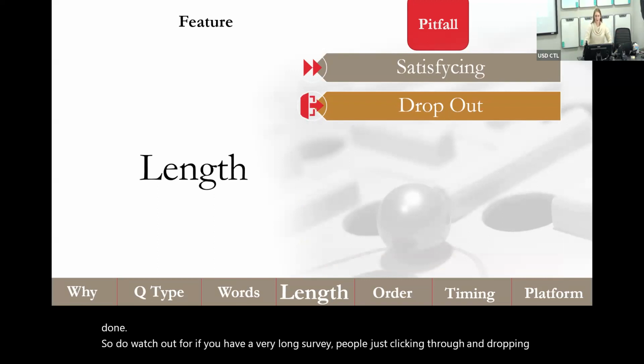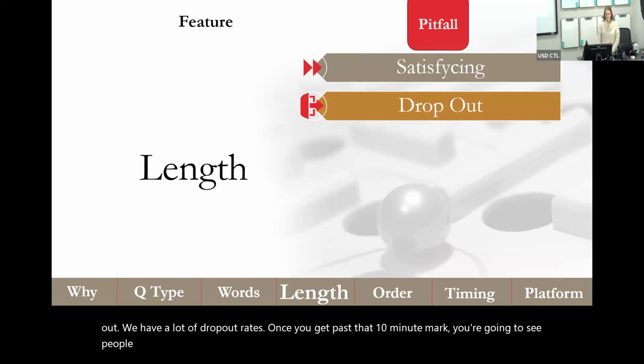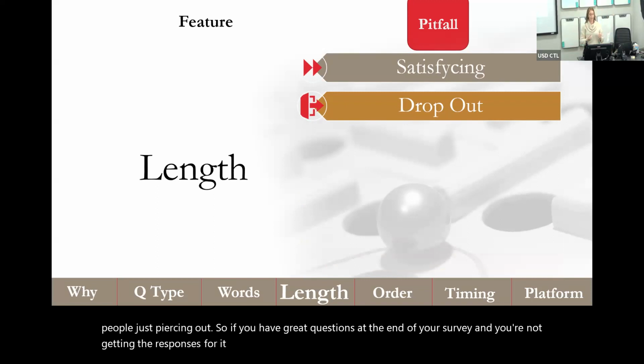Ooh, we have a lot of dropout rates. Once you get past that 10-minute mark, you're going to see people just piecing out. So if you have great questions at the end of your survey and you're not getting the responses for it, you're going to wind up without the ability to make those generalizable decisions.